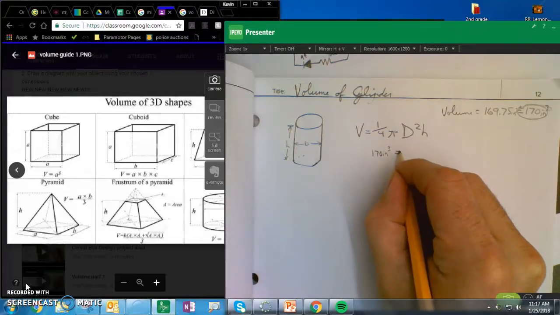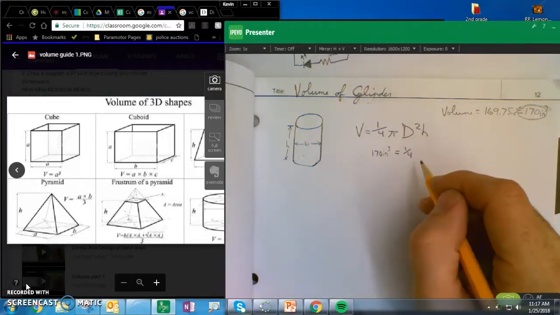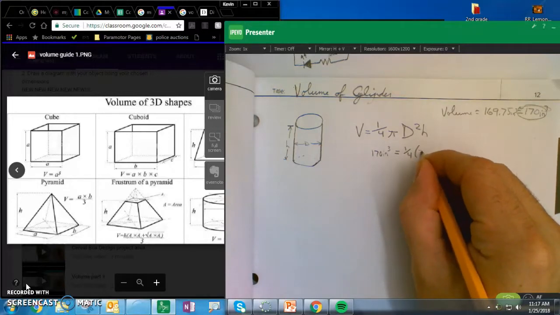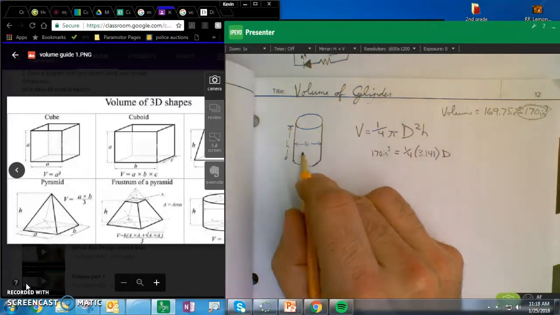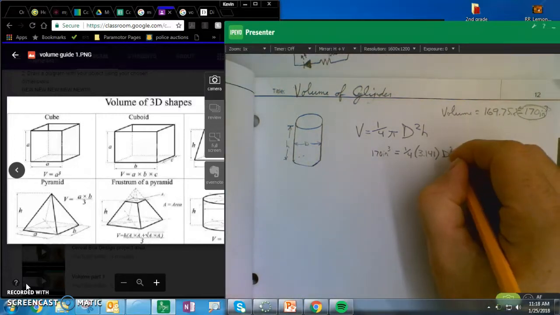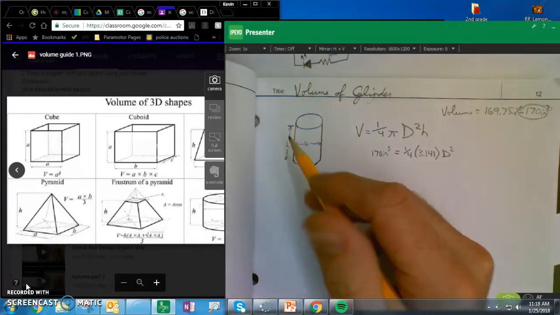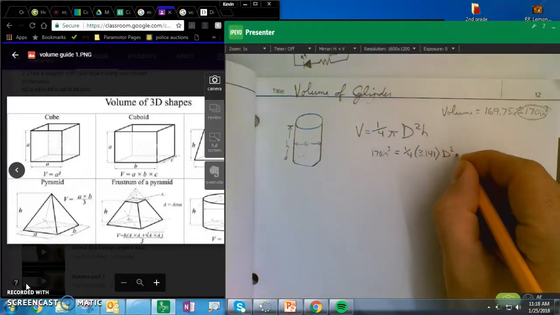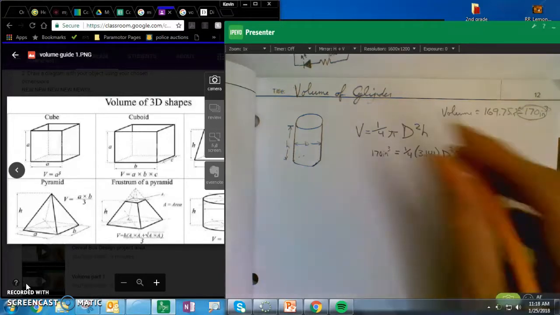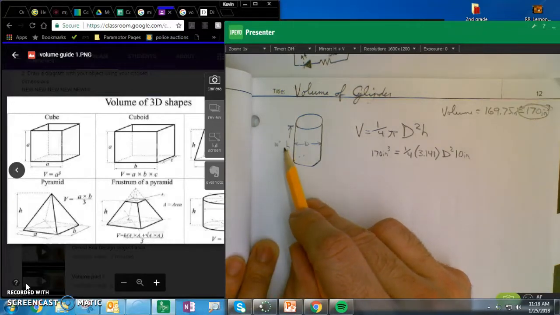Good. Equals 1/4. Pi represents a specific number. Instead of that, I'm going to just put 3.141. D, which we are going to determine, squared h. Now, h is our height. Make your life simple and decide on a value for h. I'm going to make h 10 inches. So I've already chosen one of the dimensions.